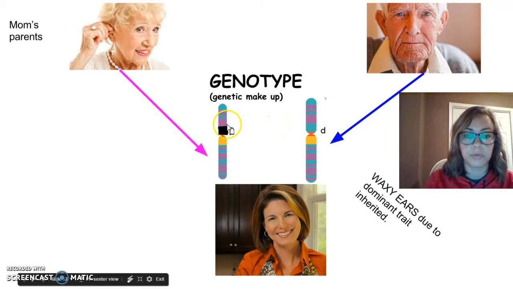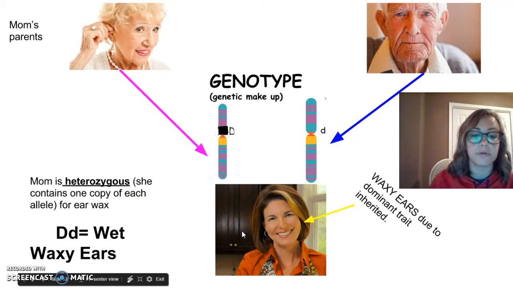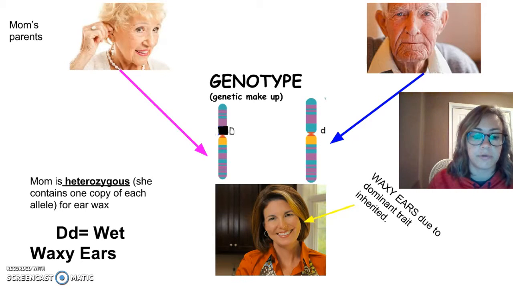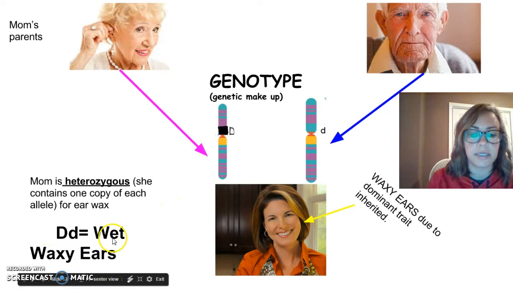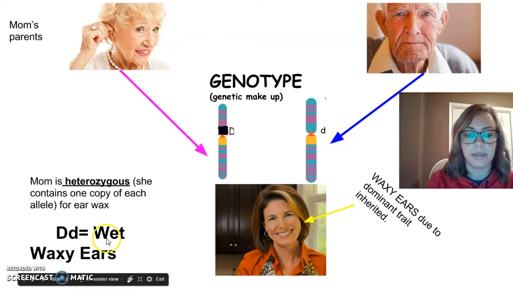What we call this when we have one of each type of allele, so she got the dominant allele and the recessive allele, is a heterozygote. That means she contains 1 copy of each allele for earwax. So, big D, little d is going to code in our genetic makeup to give us the phenotype, or the trait, of having wet, waxy ears.